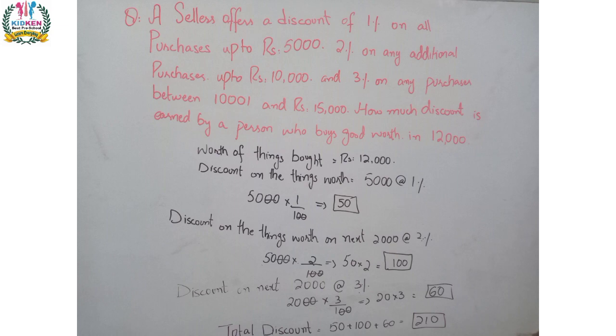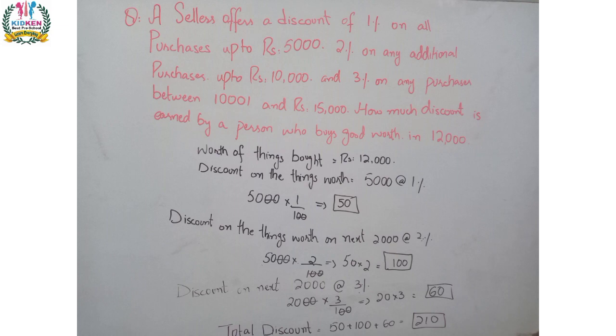So simply you can find the discount of a person who purchases the amount of rupees 12,000. On the first 5,000 the seller offers 1% discount, then on the next 5,000 the seller offers 2% discount, then on the range 10,001 to 15,000, the next 5,000, the seller offers 3% discount. A person who buys 12,000 gets 3% on the remaining 2,000, so we have the answer 60. We add these three discounts, 50, 100 and 60, which equals 210.